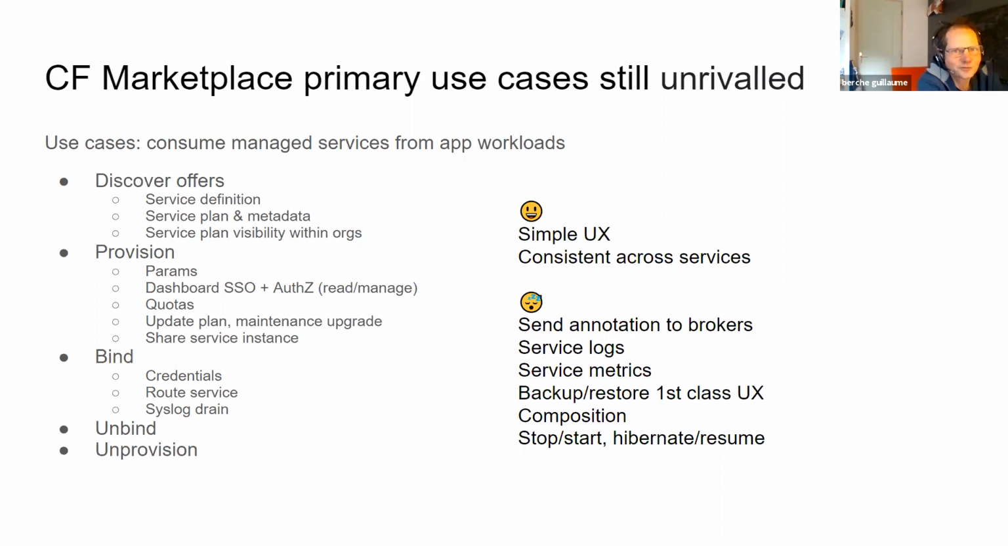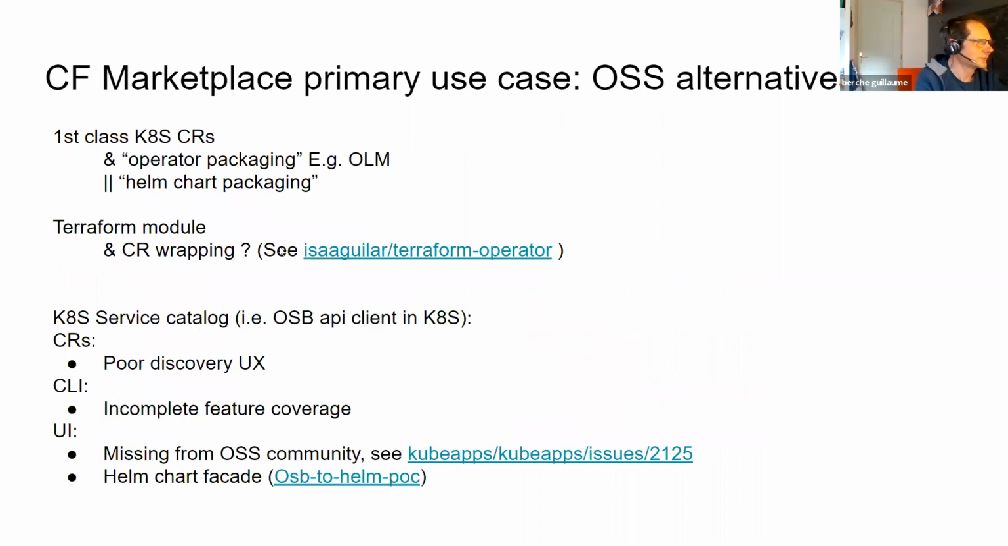Also, a first-class UX to perform backup and restore. Being able to do service composition, as there are some edge cases that do need this composition, and maybe things like being able to stop and start, or hibernate and resume, a service, especially for cost saving, would be quite important. But overall, the primary use case, for me, is still a very important strength of the Cloud Foundry ecosystem. So what are the alternatives from my point of view in the open source community?